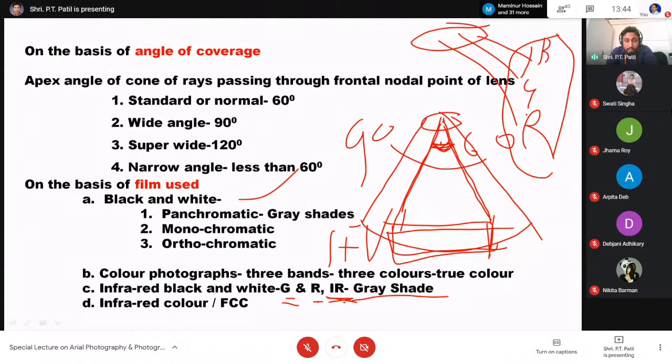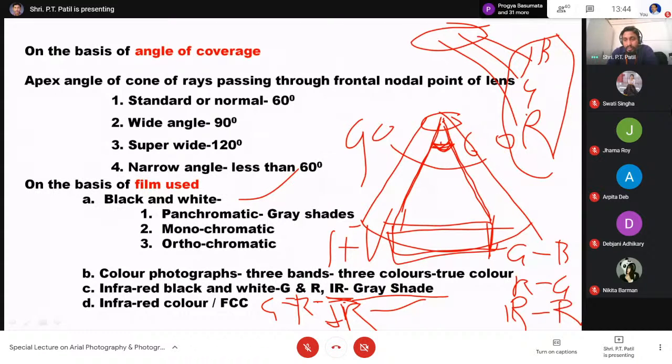Then there is the infrared false color composite image. Infrared false color composite means green, red, and infrared bands were used, but they were not represented with gray shades. Instead of gray shades, we use false color. Green is represented by blue, red is represented by green, and infrared is represented by red. In this way, we use false color in order to represent the color bands. That's why it is the infrared false color composite aerial photograph or satellite image.